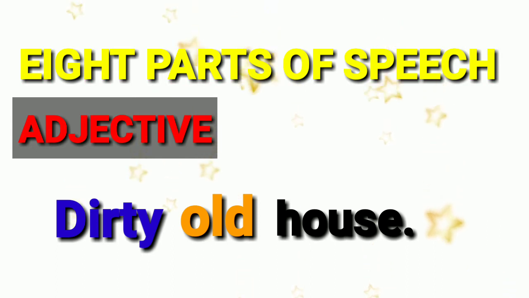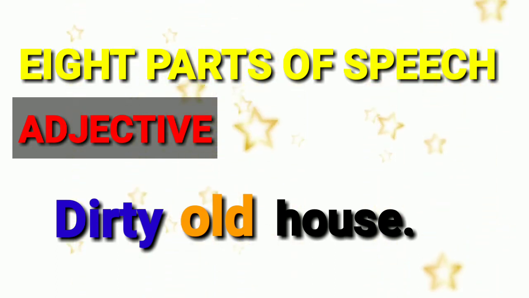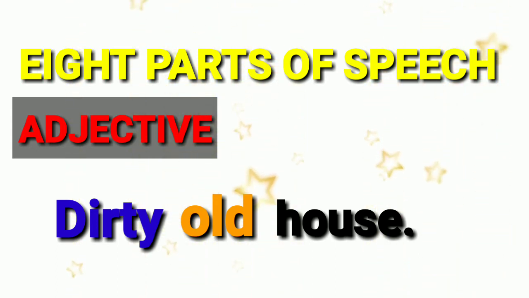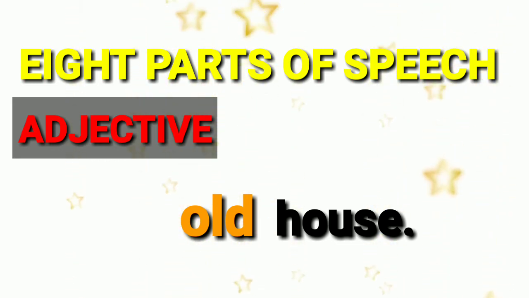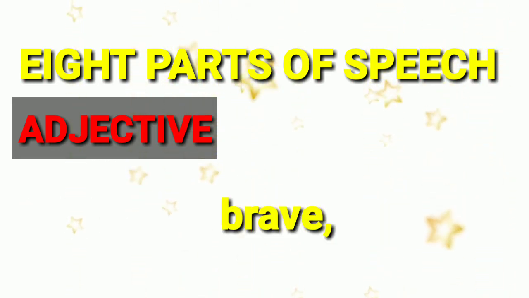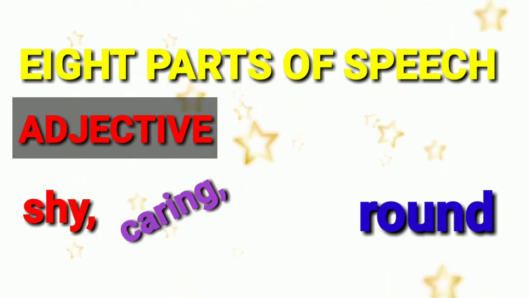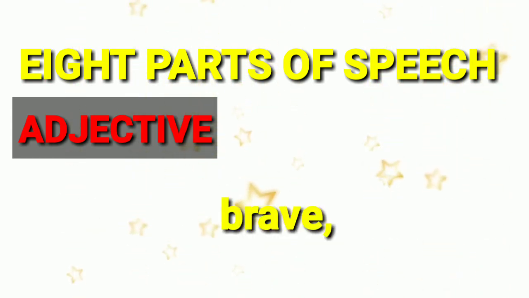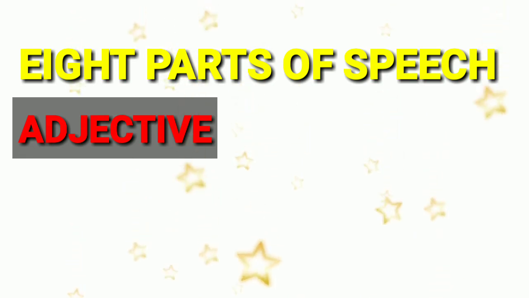Let us have another example. Dirty old house. What can you say about the house? Dirty and old. These words are the adjective words being used in this sentence because it tells something or describes the house. Shy, caring, brave, round. These words are also adjectives. More about adjective will be discussed in another video.